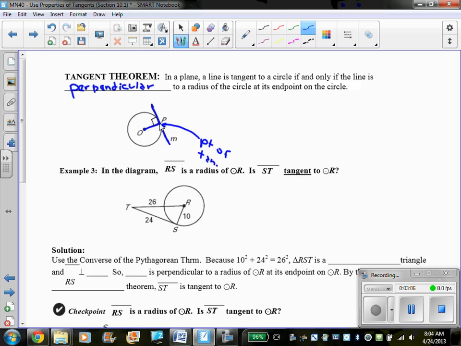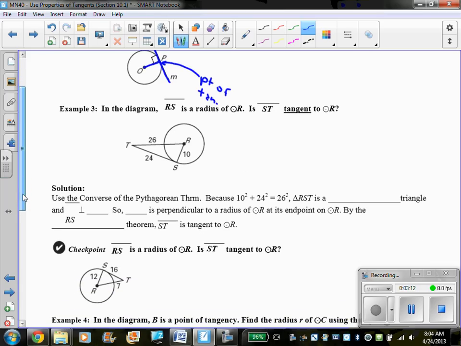Now, where does that play into this example number 3? Let's talk about it. Example number 3 says in the diagram, RS, so we have RS right here, is a radius. So we know that that's the radius of circle R. It's asking, is ST tangent to circle R? Now don't get me wrong, it looks like ST is tangent, but what we don't know for sure is if it is. So let's prove that it is. So what we want to know is, is this right in here 90 degrees? So is this 90 degrees, with a question mark?